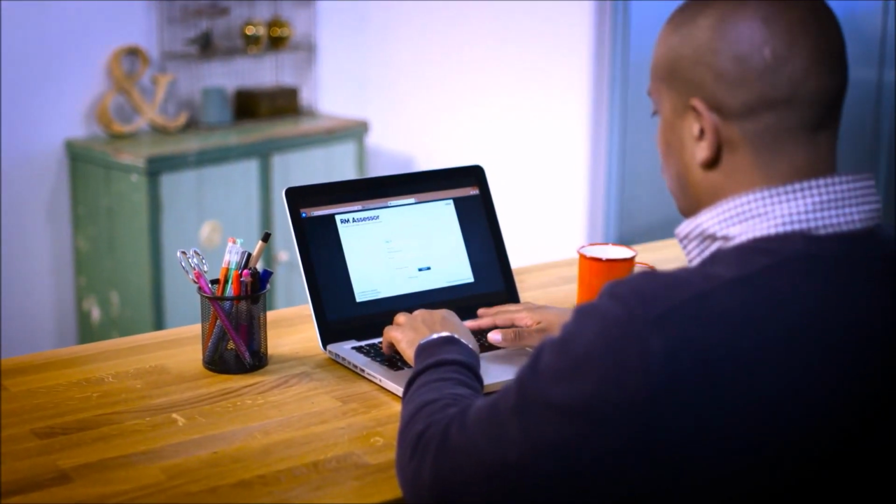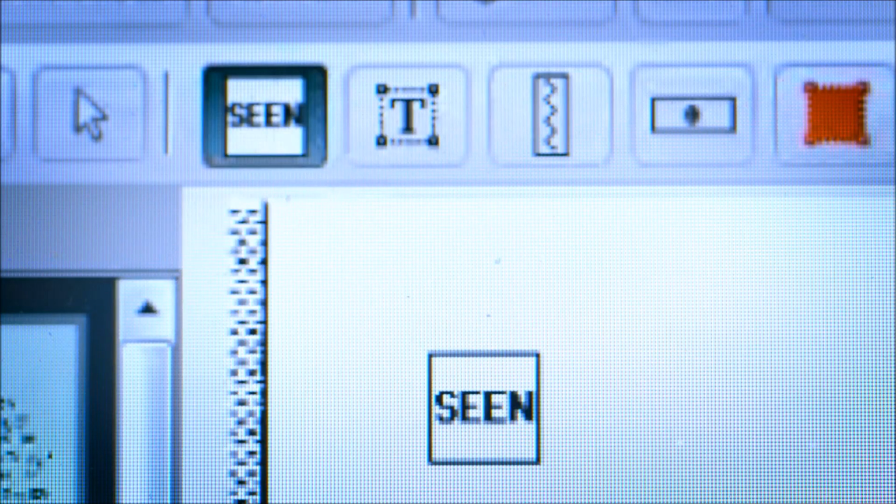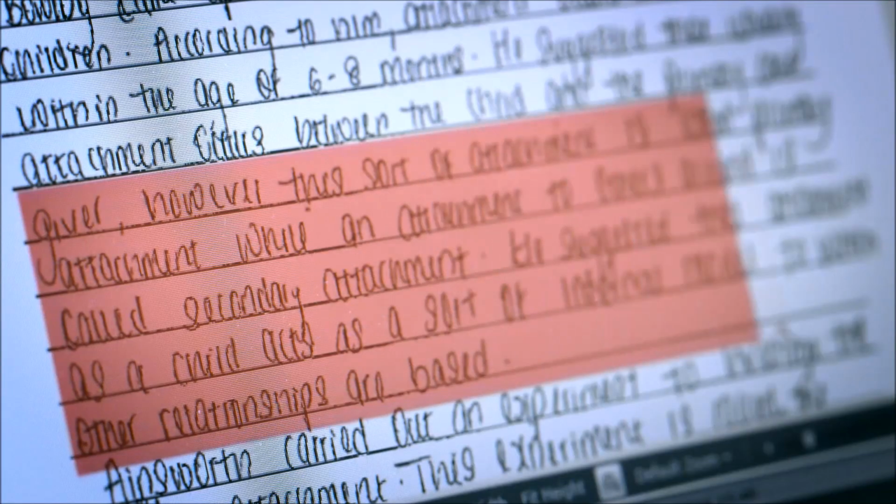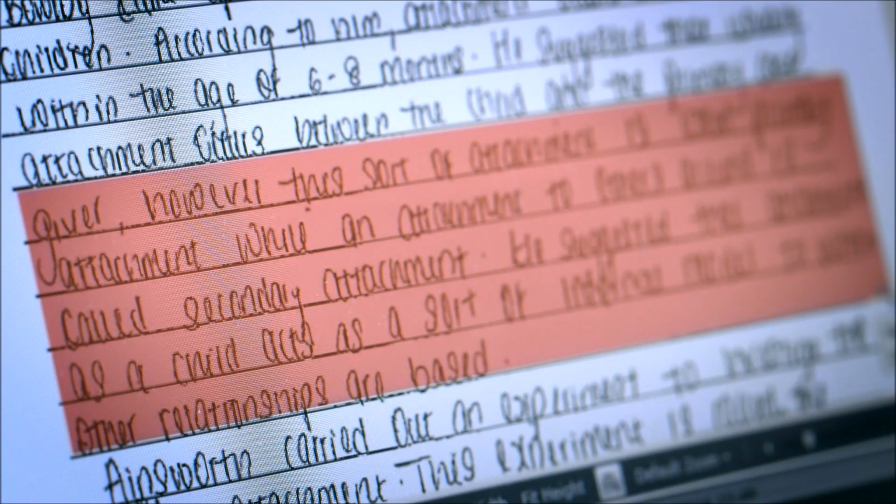E-marking records all the details of an exam. Every page must be annotated by the examiner to demonstrate it has been seen. This means e-marking guarantees every answer is captured and nothing is missed.